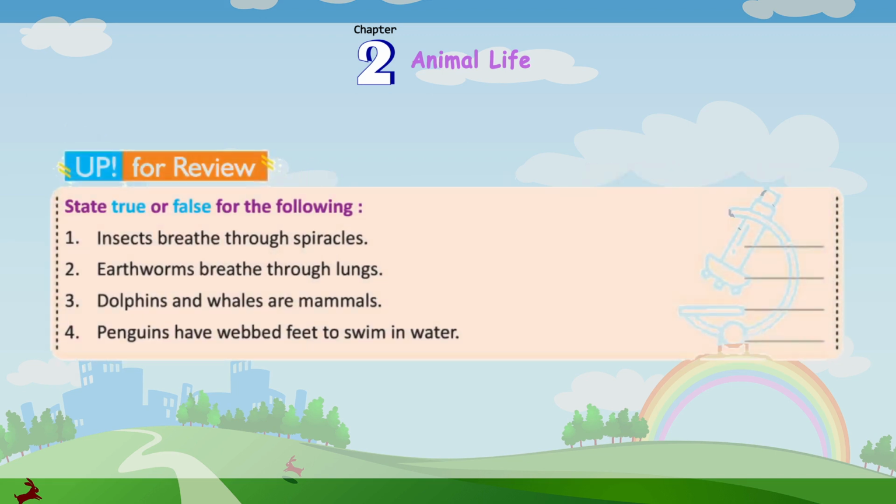Up for review. State true or false for the following. Insects breathe through spiracles. Earthworms breathe through lungs. Dolphins and whales are mammals. Penguins have webbed feet to swim in water.